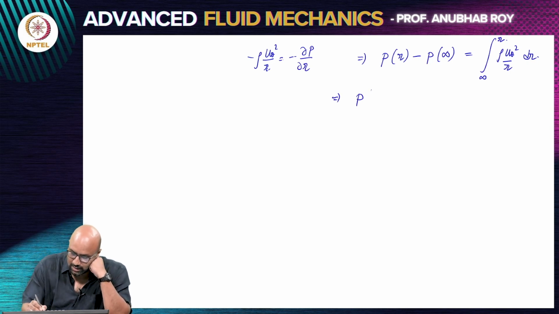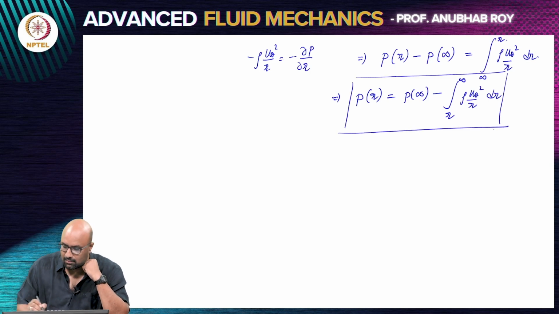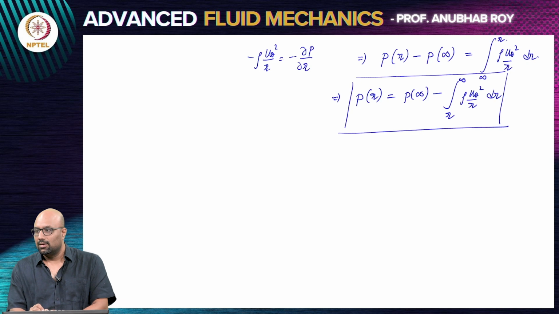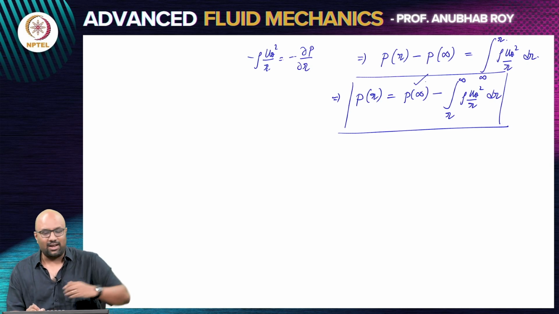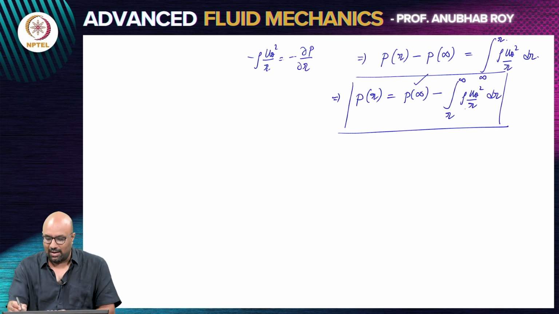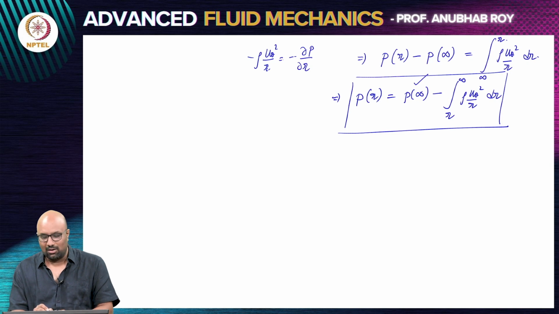So, I will have P of r is equal to P of infinity minus the integral from r to infinity of rho u theta square by r dr. This gives me the pressure at any location, given that I know the pressure at infinite distance away, by integrating this particular velocity field. Now, what is the significance of this relation?